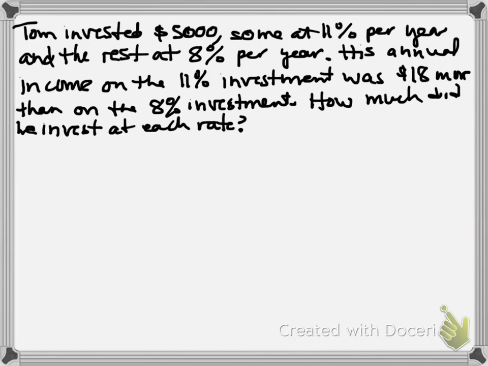So ours says Tom invested $5,000, some at 11% per year and the rest at 8% per year. His annual income on the 11% investment was $18 more than on the 8% investment. How much did he invest at each rate? Okay, so I'm going to make a chart, and my two categories are going to be the types of investment. So I'm just going to say money at 11%, and money at 8%.